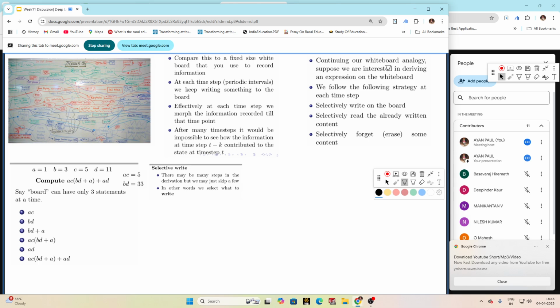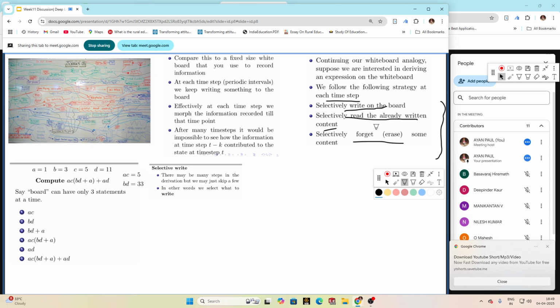Now continuing our whiteboard analogy, suppose we are interested in computing an expression on the whiteboard. We follow the following strategy at each time step. We selectively write on the board, we selectively read already written content, and we selectively forget, that means we erase the information. These are the 3 steps that we always do while working on the whiteboard. First we selectively write, then we selectively read what is on the board, and then we selectively forget or erase some of the content.